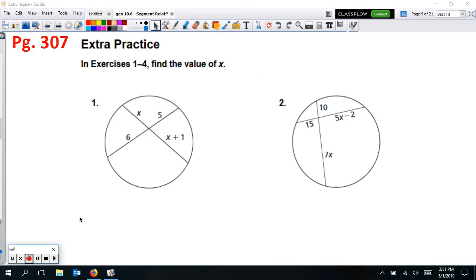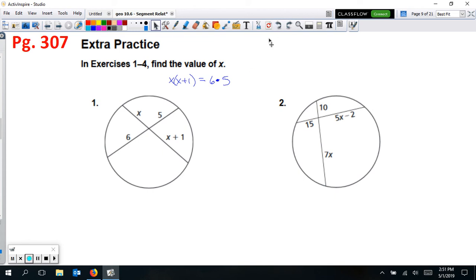Okay, so here 1 and 2 on the extra practice. Here it just says find the value of x, and this is like what we were just looking at with these two chords. So what we're going to be doing is multiplying this side of the chord times that side of the chord, and set it equal to multiplying this side of this chord times the other side of that chord. So for this first one, we'll start with the x side. So we're going to say x is being multiplied times the x plus 1, and that will be equal to 5 or 6 times 5, which will give us 30 on this side.